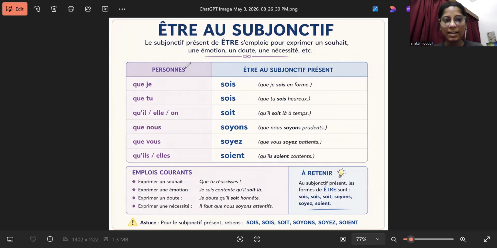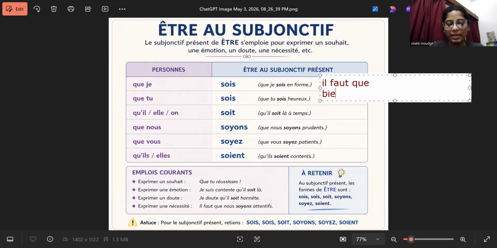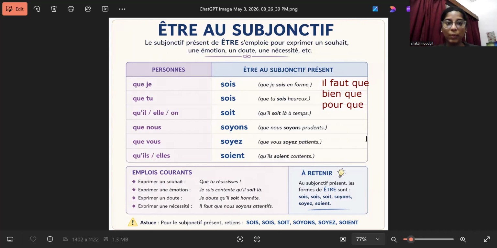Hi guys, today let's have a look at être in the subjunctive form. So subjunctive is usually used when we are talking about an emotion or in case of a necessity, etc. And with other terms like il faut que or bien que, pour que, etc. So we will have a look at some examples where we use être in the subjunctive form.